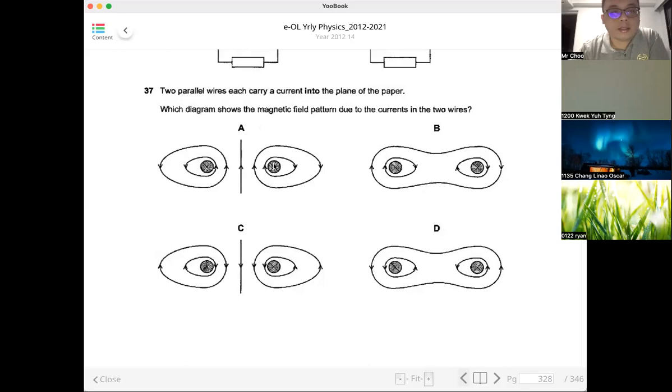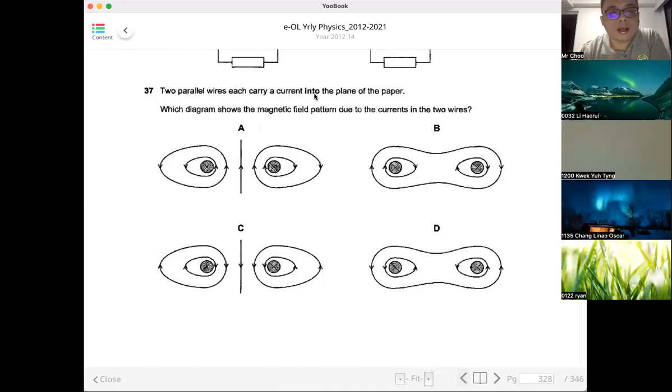Okay, so everybody start doing question number 37. It may not be very clear, but the wire has a cross on every one of them. So all the wires have a cross. It's also written in the question. The wires have current flowing into the paper. Okay, so type out your answer. Type down the question number and your answer.